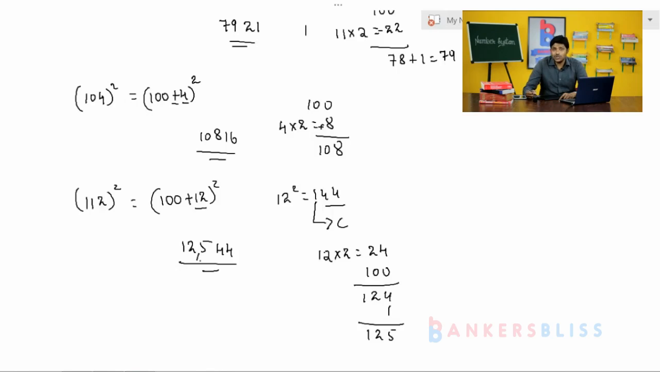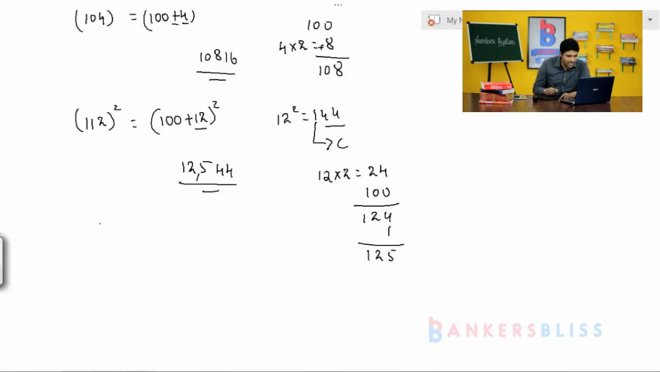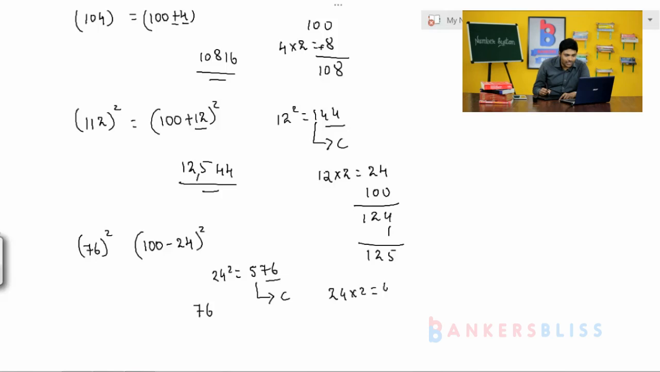Okay, sometimes you may want to calculate the square of a number like this. 76 square. Whether 76 is near to 100 or 50, it is near to 100 when compared to 50? No, it is near to 50 when compared to 100. So this can be written as 100 minus 24 whole square. 24 square is 576. I have to consider only the last two digits, that is 76. Next, 5 is the carryover. Next, what I have to do? 24 into 2, that is 48.